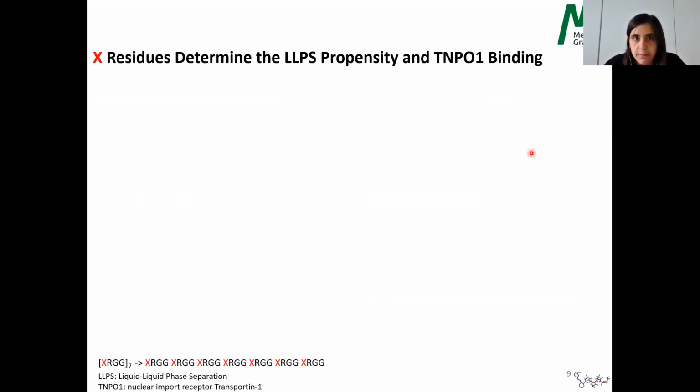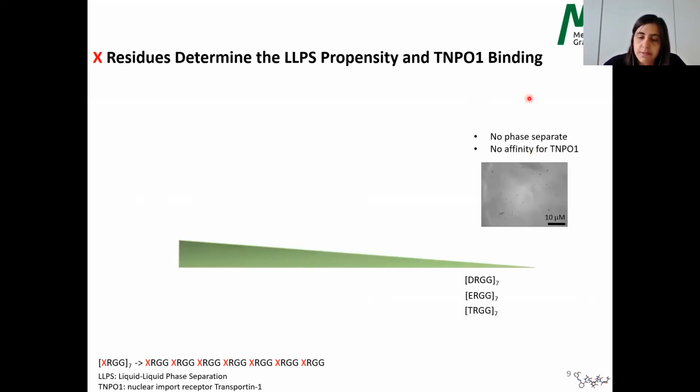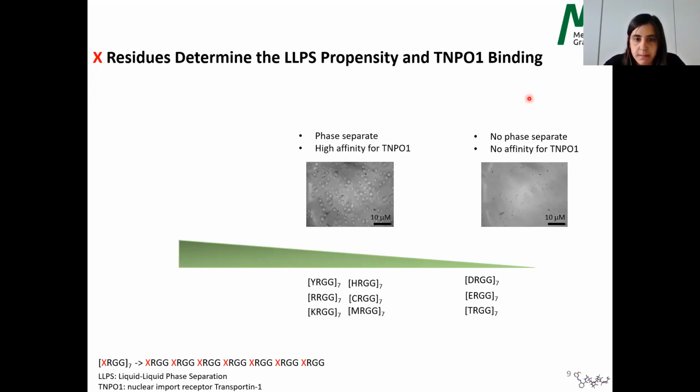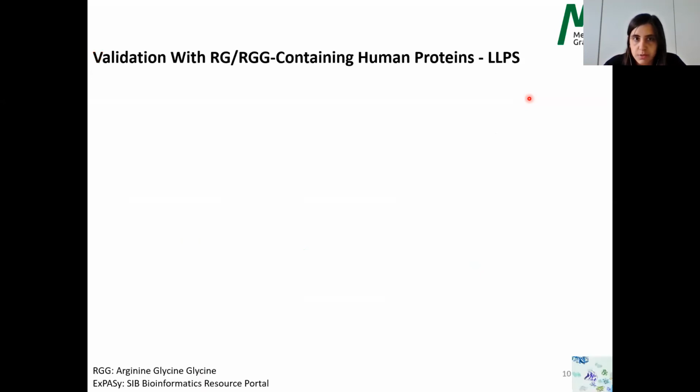Then I checked the propensity of these peptides for phase separation and transportin 1 binding, and I found that negatively charged residues and threonine are not prone to phase separate, and they have no affinity for transportin 1. Especially positively charged residues and tyrosine are prone to phase separate and have high affinity for transportin 1. Also, we observed that phenylalanine is prone to form aggregates. With this information, I screened the human proteome to find natural RGG sequences potentially prone to phase separate with high affinity for transportin 1.